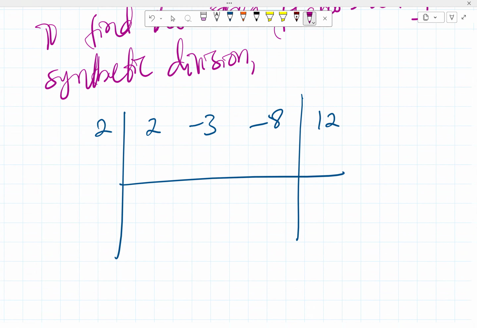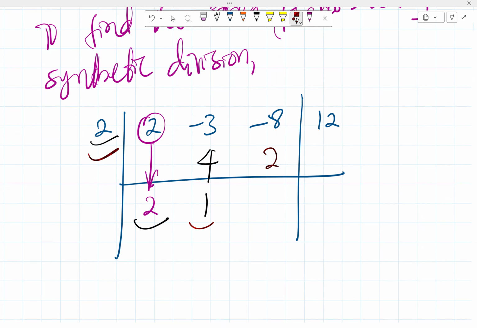So these 2, bring it down first of all. So you have 2 here. So then you now have this 2 times this 2, that is 4. Okay? So now minus 3 plus 4, that's 1. Okay? Next, you go for this 2 times 1 now. 2 times 1 is 2. You put it under the next coefficient. So minus 8 plus 2 is minus 6, right? So next, let me go for this, okay? So this 2 now times minus 6, that's minus 12. Interestingly, 12 minus 12 is 0.